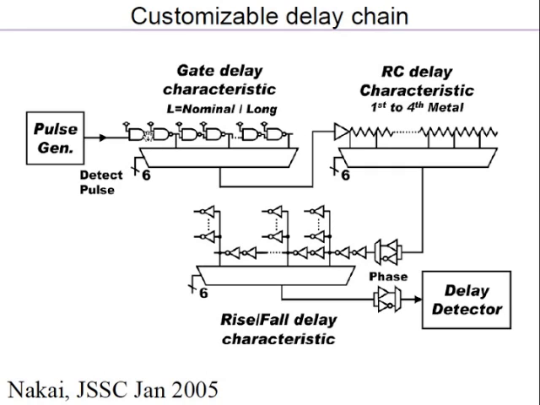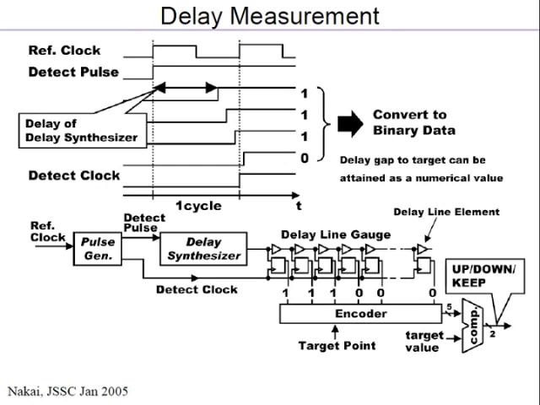So what they do is they have this chain of gates and wire and so on. You excite it with a pulse. After some delay it comes. Then you measure the delay. We'll see next how you measure this delay. Okay. So what you do is the following, right?